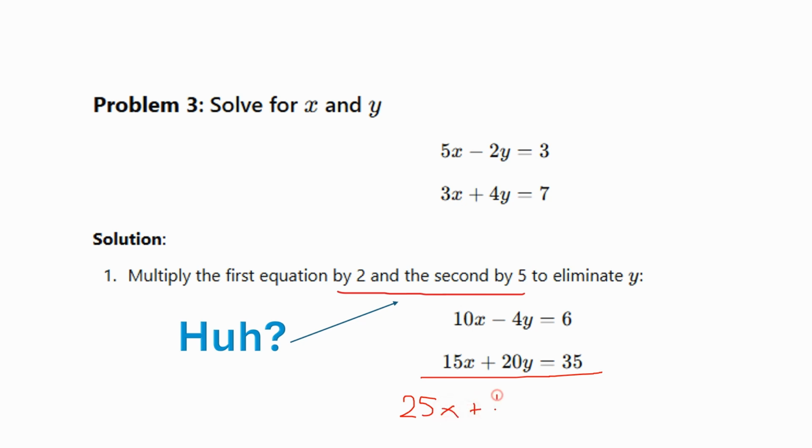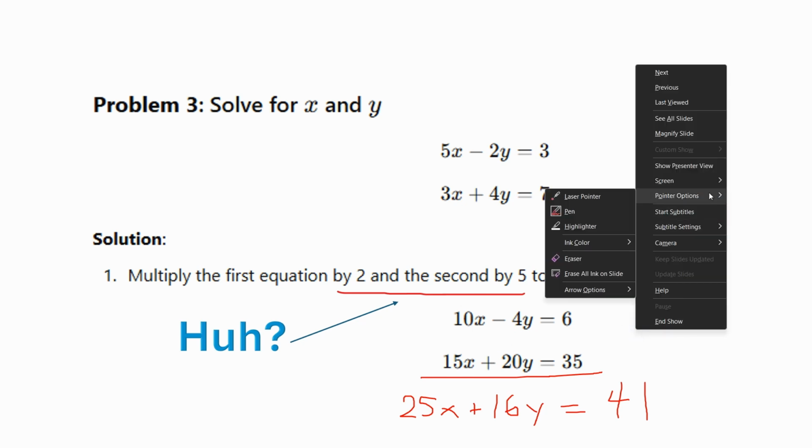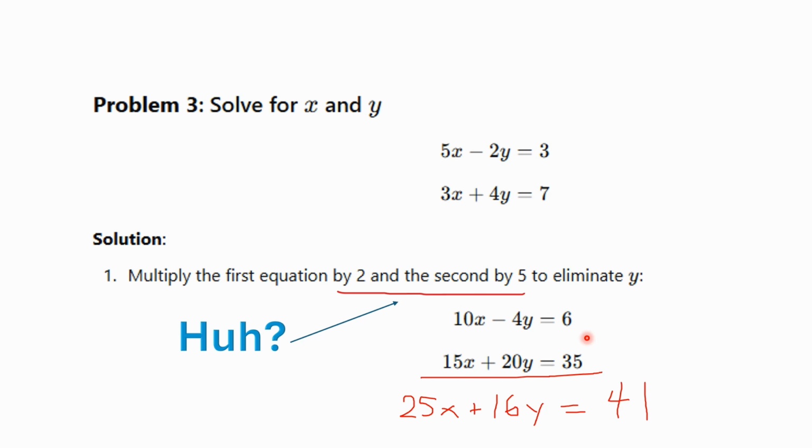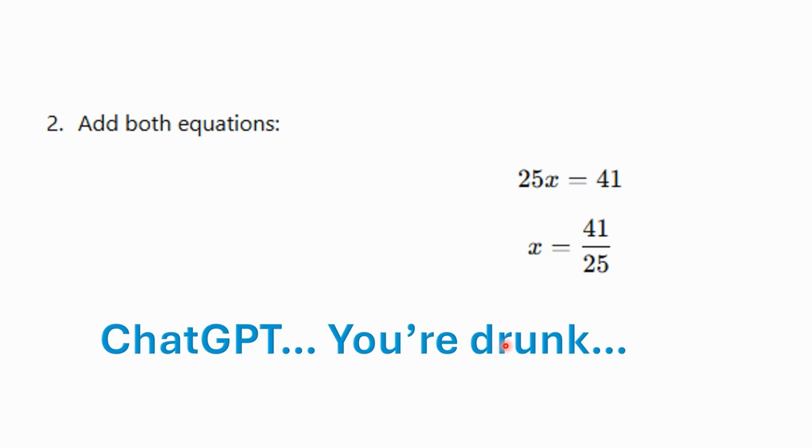plus 16y equals 41. That's what I would get. That did not help me eliminate y, right? Plus 20y minus 4y is 16y. So not really sure why ChatGPT went there, but magically they claim that we got rid of the y somehow.